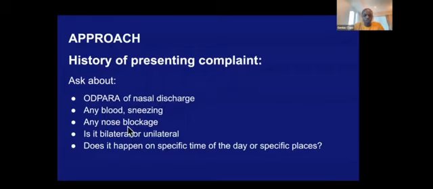This particular patient has got nasal blockage. Is it bilateral or unilateral? Is it on one side or on both sides? This particular patient has got it on one side. Does it happen at a specific time of the day or when you go to specific places? No, it happens constantly at any time of the day and anywhere. There is no specific place.